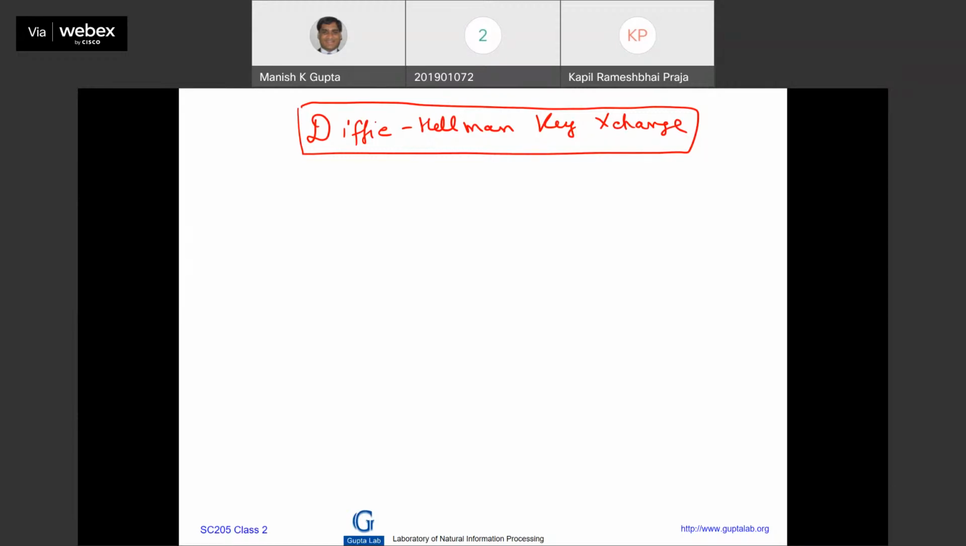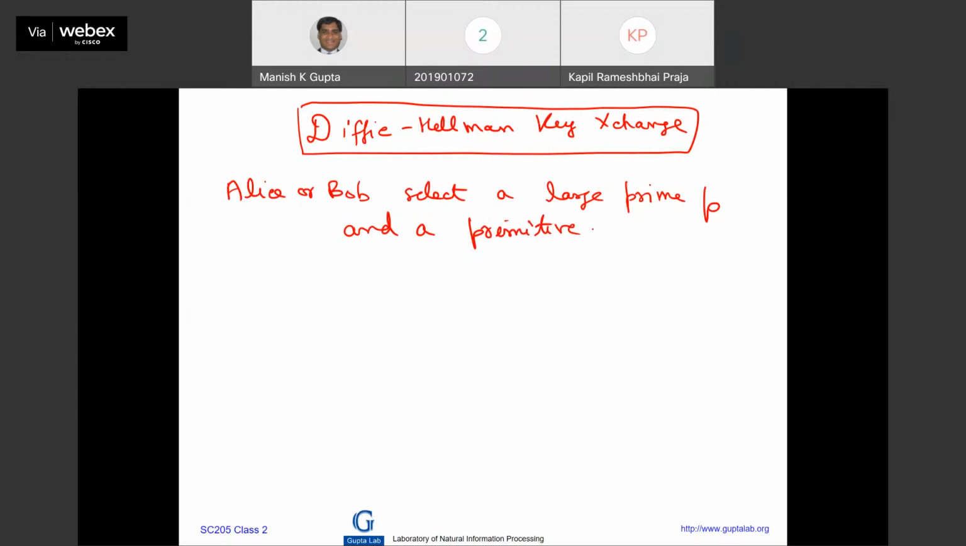So how does the Diffie-Hellman key exchange work? We have Alice and Bob, and they select a large prime P and a primitive root alpha mod P. Alpha is a primitive root, which means the order of alpha is P minus 1.